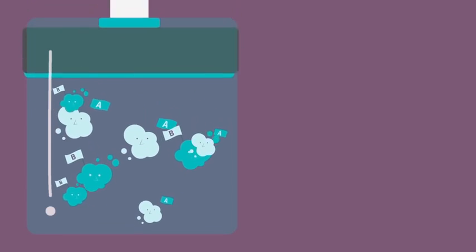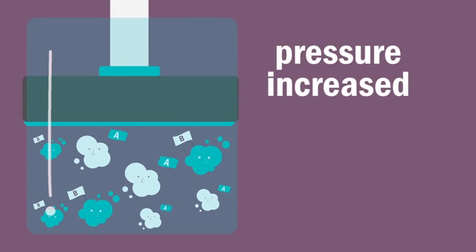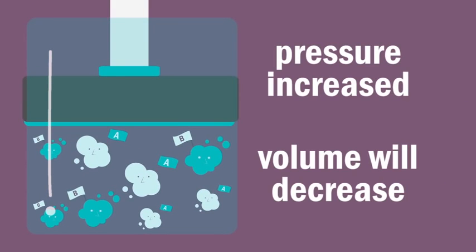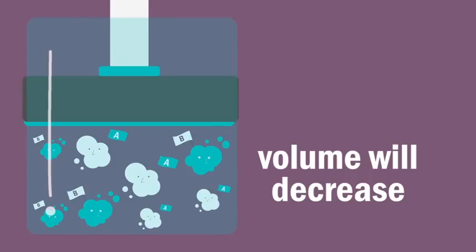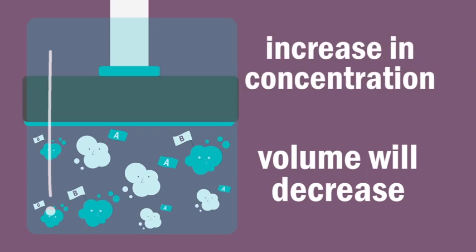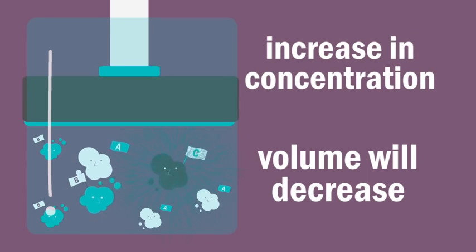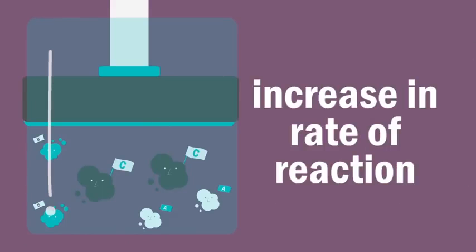If the pressure on this reaction is increased, the volume will decrease. As mentioned earlier, this decrease in volume results in an increase in concentration. So there are more fruitful collisions per second and therefore an increase in the rate of reaction.